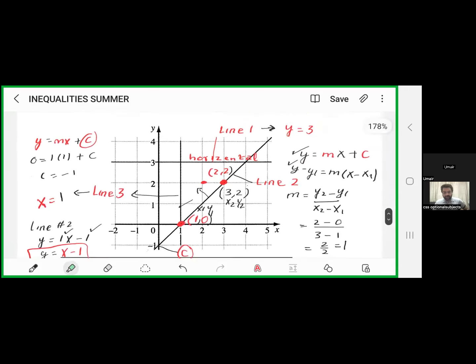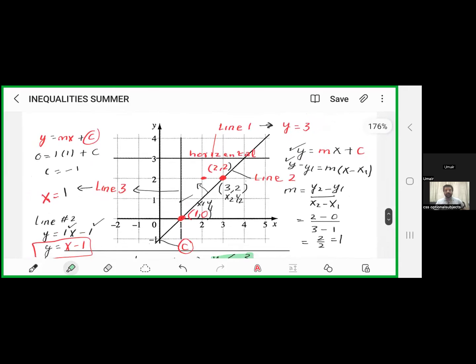So the process is very simple. Just find out the number of lines which are surrounding the region, and find the equation of each line. To find the equation of a line, you just need to consider whether it is a horizontal, vertical or inclined line. For vertical and horizontal lines, you can find the equation directly. For an inclined line, you have to use either this formula or this formula. After finding the equations, you can find out the inequalities. In this way, you can solve this question.